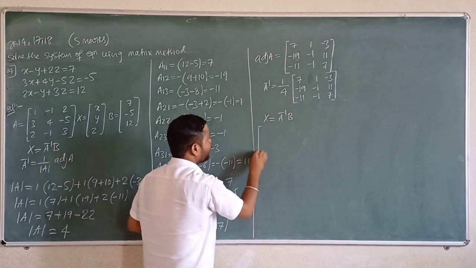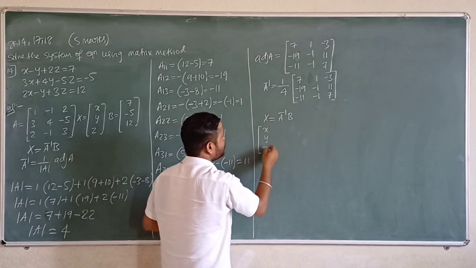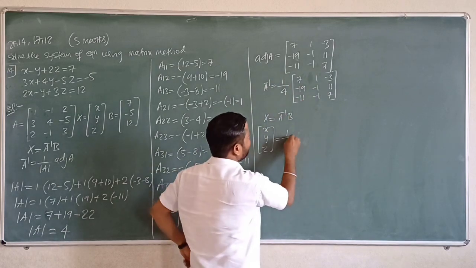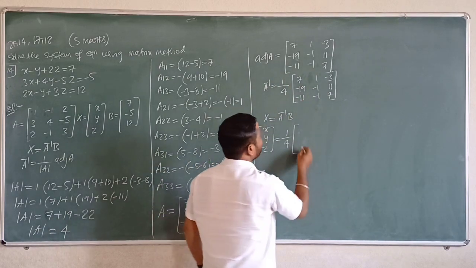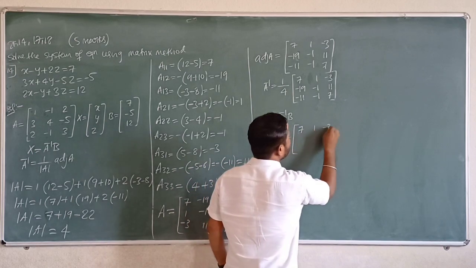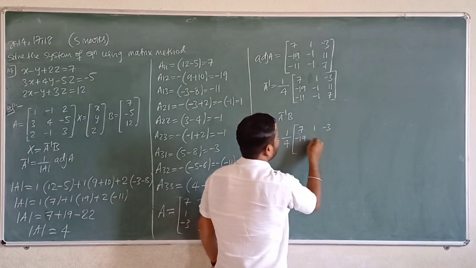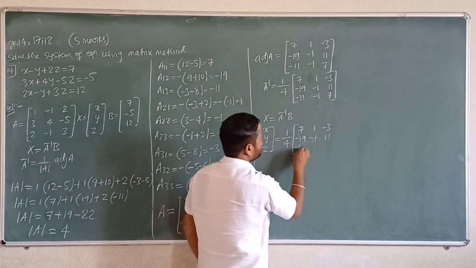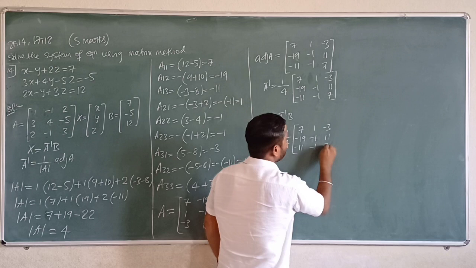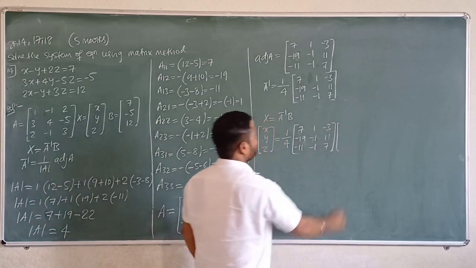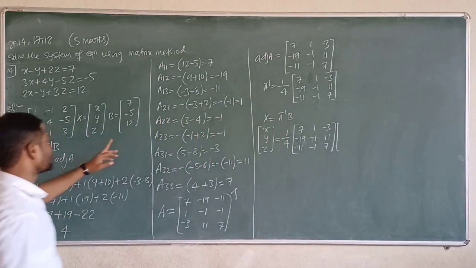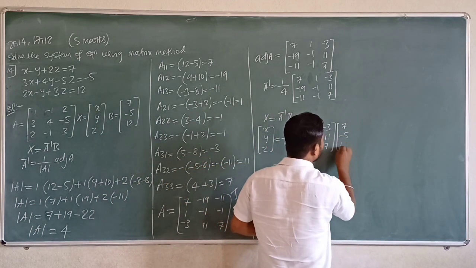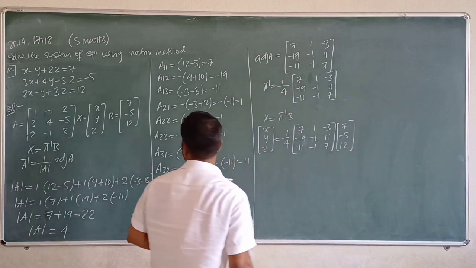Okay, next take up the matrix method, that is x is equals to A inverse into B. Now x meaning variables x y z is equals to A inverse, this one, that is 1 divided by 4 into adjoint, that is 7 1 minus 3, next minus 19 minus 1 11, next minus 11 minus 1 and it is 7. It is A inverse answer into B, meaning constants. Now what are the constants? 7 minus 5 12, right.